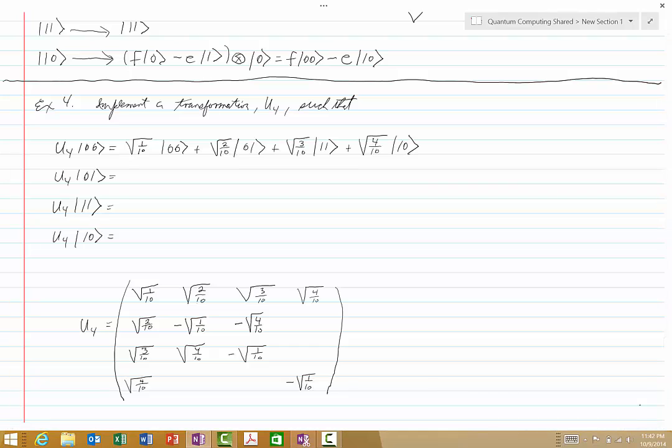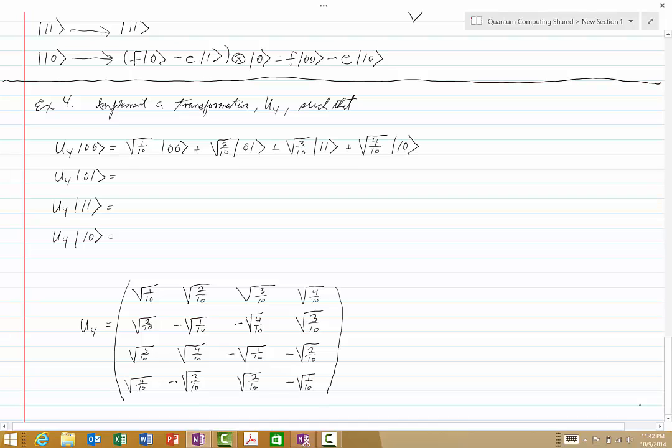and a square root of 3/10 here, and minus square root of 3/10 here, and then finally square root of 2/10 here, and minus square root of 2/10 here.